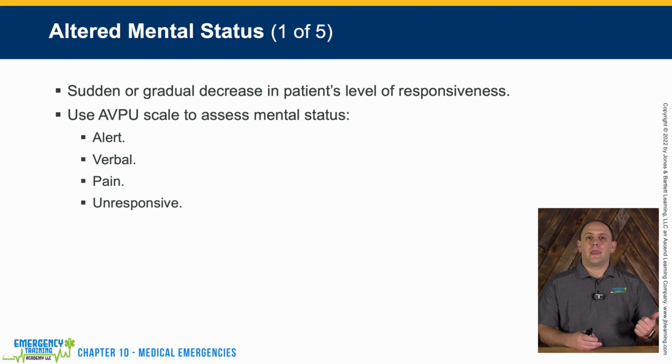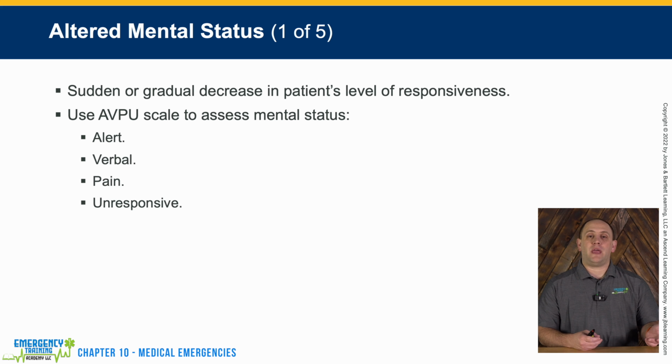Now, alert means that as we walk in and we're talking to them, they're paying attention to us, they're tracking our movements, their eyes are open, they're responding, they're answering questions. Verbal would mean we walk in, maybe their eyes are closed, they're not really paying attention to us, but if we talk to them, get their attention, they're able to open their eyes, look over at us, and we can see that they're tracking us and maybe just having a little bit of trouble staying awake.